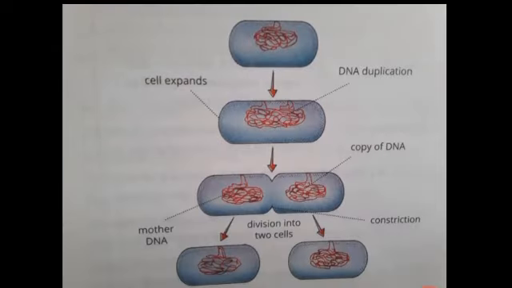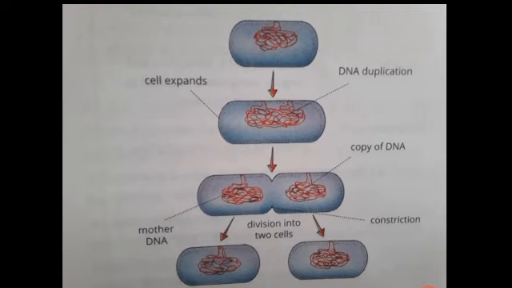Now comes the reproduction in bacteria. As you all can see, this process here, what is happening? One single cell is divided into two. No? See, you can see the structure. Yes, mother cell dividing into two daughter cells here. So this process is known as binary fission.